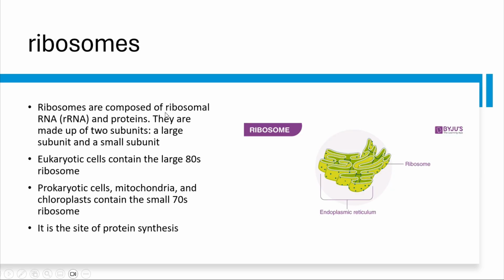Ribosomes are composed of ribosomal RNA, or rRNA, and proteins. They are made up of two subunits, a large subunit and a small subunit. All you need to know is that eukaryotic cells contain the large 80S ribosomes, and prokaryotic cells, as well as mitochondria and chloroplasts, have the small 70S. So 80S is the large one, 70S is the small one. Ribosomes are the site of protein synthesis. They sit on top of the rough endoplasmic reticulum and produce protein. That's where proteins are made.